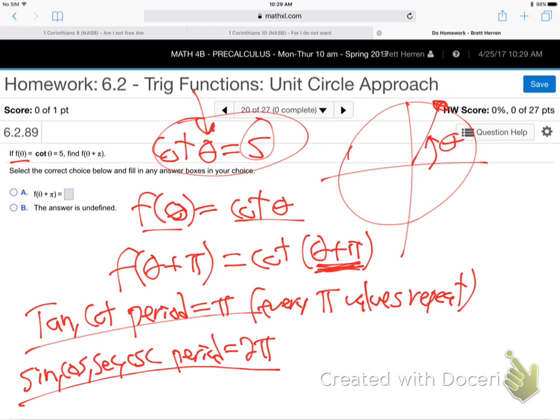So know the period. What that means is if you're at any angle and you add pi to it, you're going to be back where you started. So it's going to be 5 again. The answer's 5. I don't even know what angle theta is, but whatever the cotan was there, it's going to be the same when you add pi more, because it repeats values every pi. Does that make sense? It's 5.